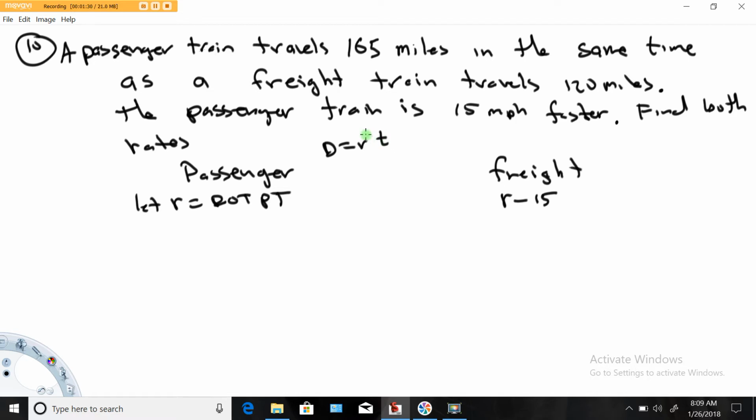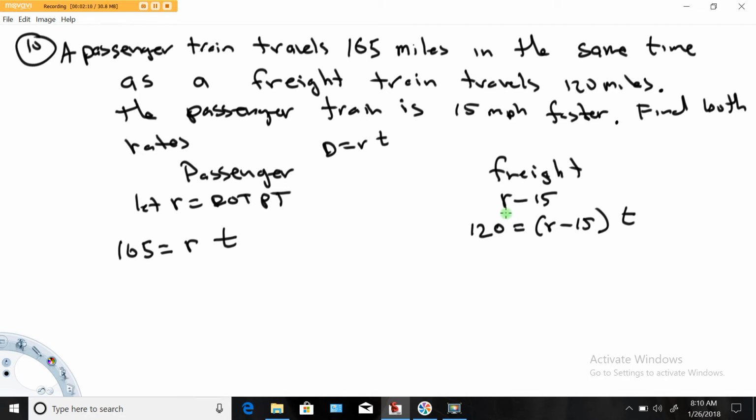Now, applying this formula to the passenger train, the distance is 165 miles. I'm going to leave the units out. Times the rate R times T. Now, this equation has two unknowns, so we just leave it alone and move on. We come over here and apply the same formula. The distance equals rate times time. Our distance is 120 miles, equals our rate, R minus 15, and then again times T. So what we have now is a pair of equations, equation 1 and equation 2, with two unknowns.